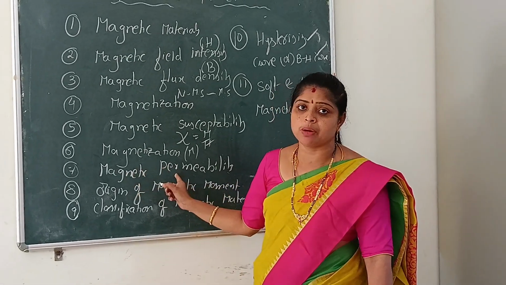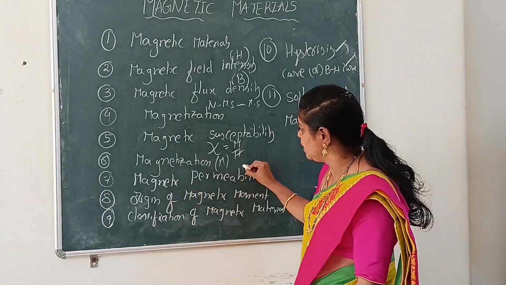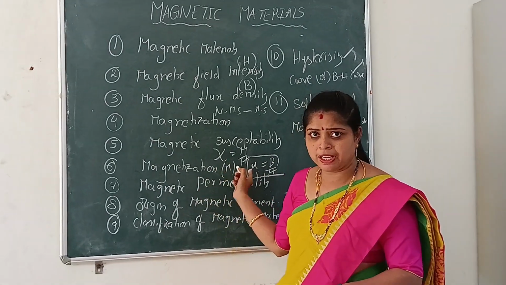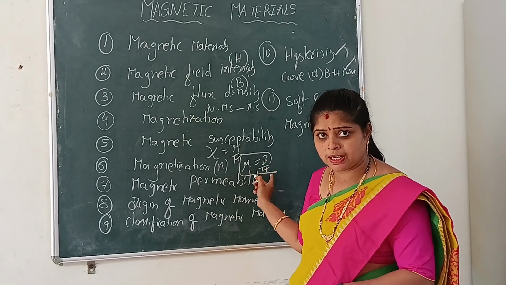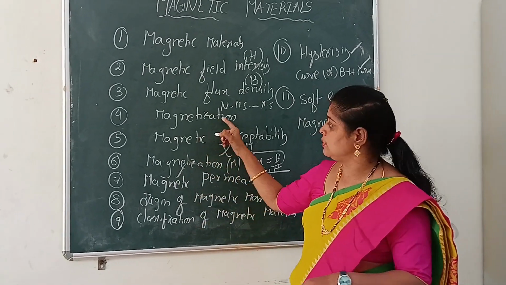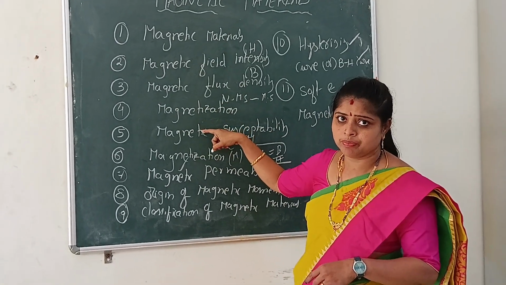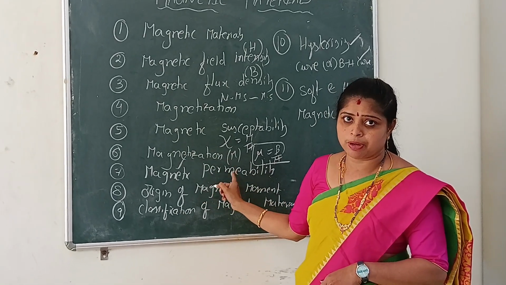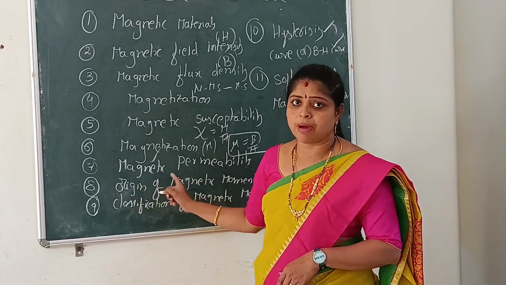Next one is permeability, magnetic permeability. What is the identification of permeability? Mu equals B by H, which means the ratio of flux density to the magnetic field intensity is called magnetic permeability. Okay everyone, I have already given a clear introduction in the previous video, up to the fundamentals, magnetic permeability. Now I am going to continue with the origin of magnetic movement.